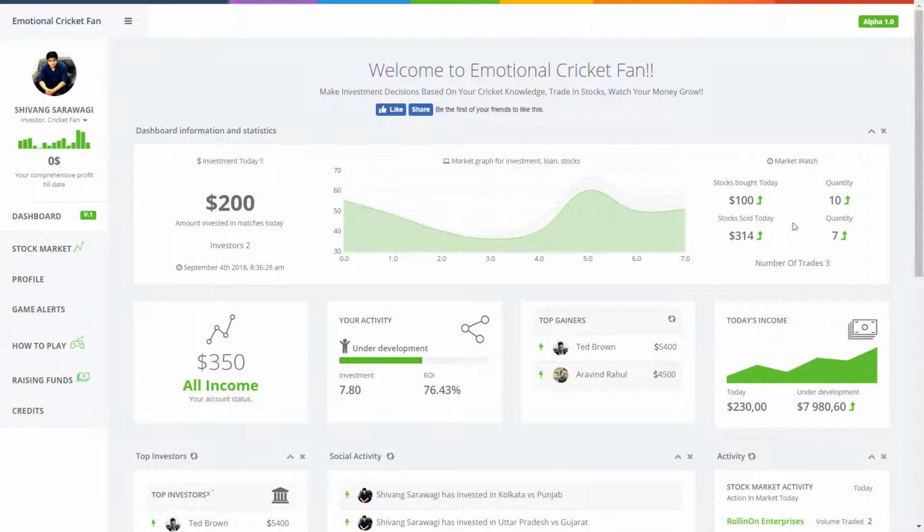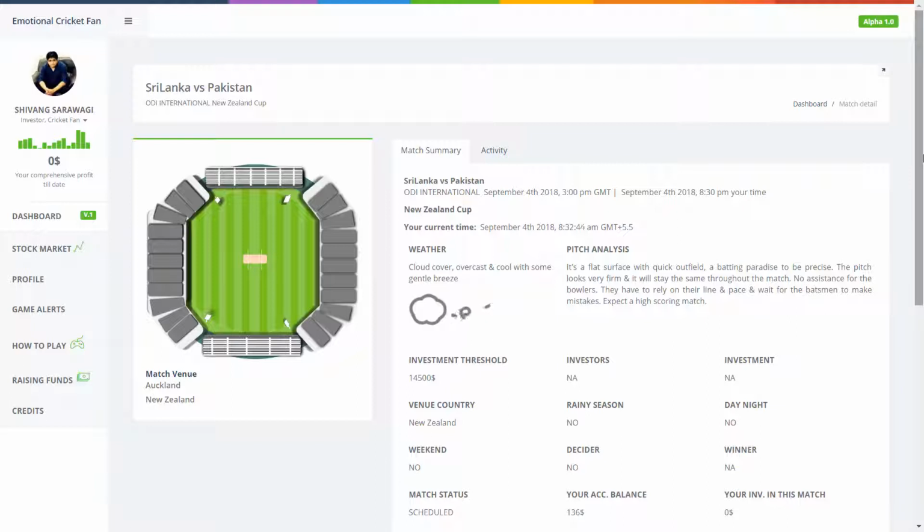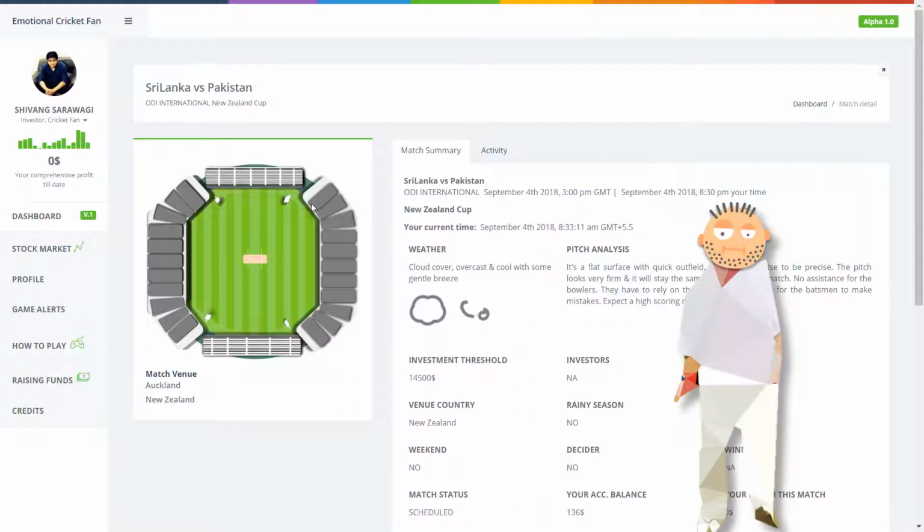With so many variables affecting a match, all you have to do is consider the various factors given on the match page, read the weather and the pitch report, apply your cricketing knowledge to predict the excitement level and outcome of a match, and invest accordingly. Picking a match to invest in demands your analyzing and decision-making skills to get the maximum return on investments and to top the leaderboards.